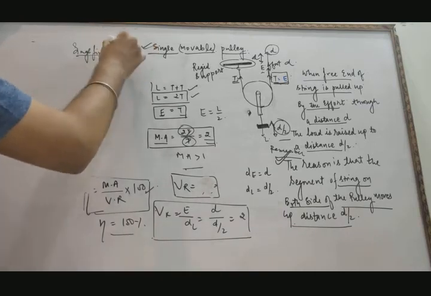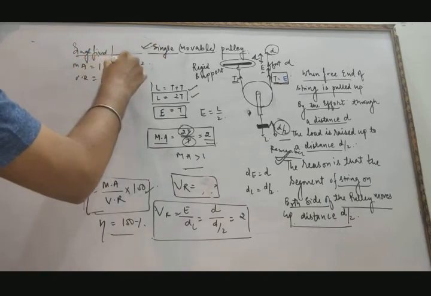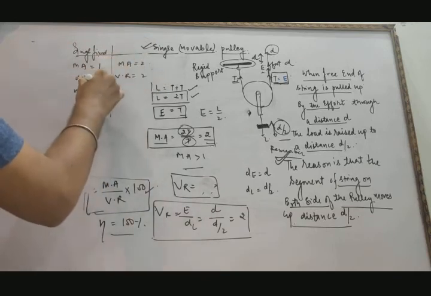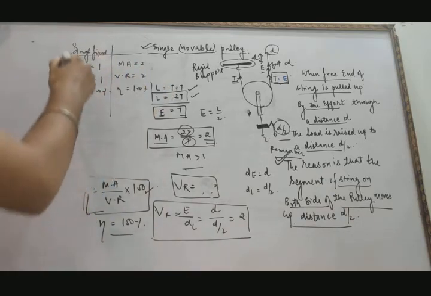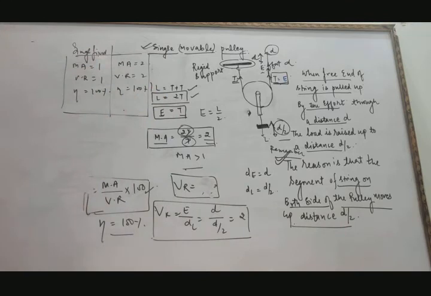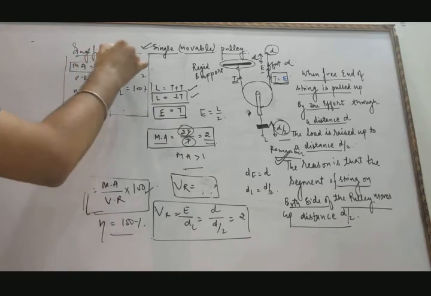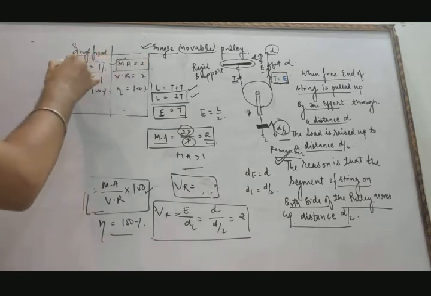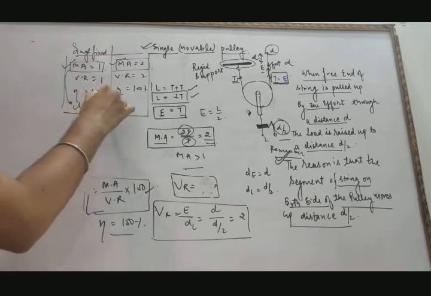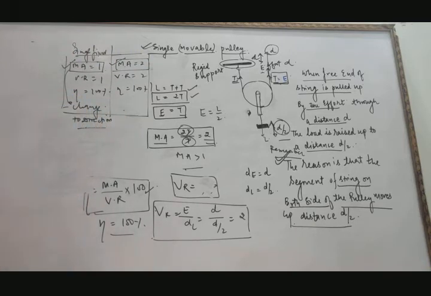So we can compare single fixed and single movable. Here mechanical advantage equal to 1, here mechanical advantage equal to 2; velocity ratio equal to 1, velocity ratio equal to 2; efficiency equal to 100%, efficiency again equal to 100%. Okay, this is a comparison between the single fixed pulley and single movable pulley. Here the effort is used only to change the direction. So this is the way you need to proceed in a single fixed pulley and single movable pulley.